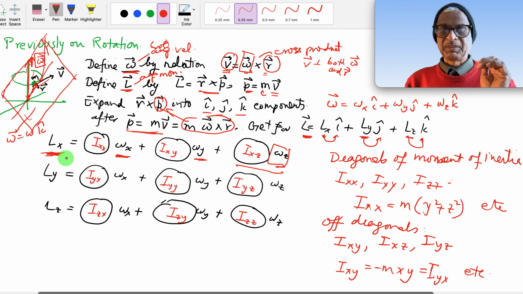Of course, this is symmetric under the yx replacement. So xy is the same as yx. These guys are the same.